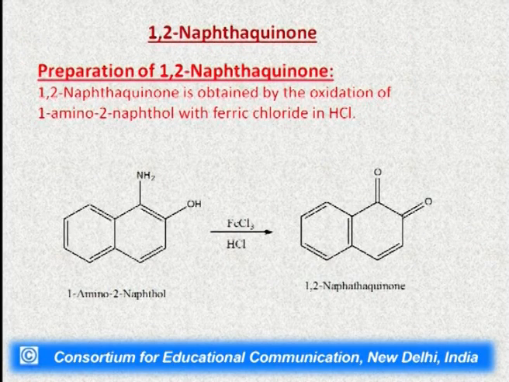Then comes the second isomer of naphthaquinone, which is 1,2-naphthaquinone. This 1,2-naphthaquinone can be prepared by the oxidation of 1-amino-2-naphthol. This 1-amino-2-naphthol on reaction with ferric chloride in the presence of hydrochloric acid will give us the 2 ketonic groups at the 1 and the 2 position, and we will get here the 1,2-naphthaquinone.